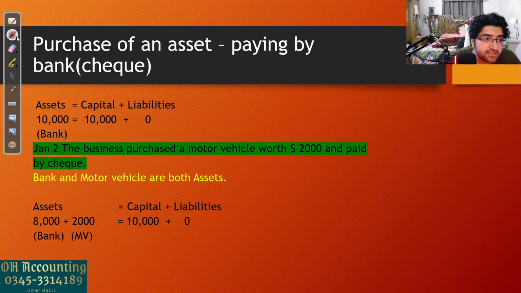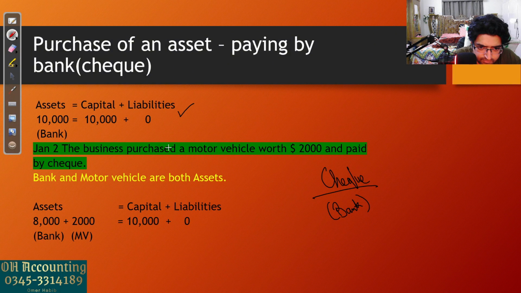Okay, so this is here from the last transaction. Now let's read the second transaction and show the impact on the accounting equation. Jan 2. The business purchased a motor vehicle worth $2,000 and paid by check. When you pay by check, you know what a check is? Check is a business document used to make payments through your bank account. You might have seen a check, right? We write a check to make payments through bank. So check simply means you're paying through your bank account.